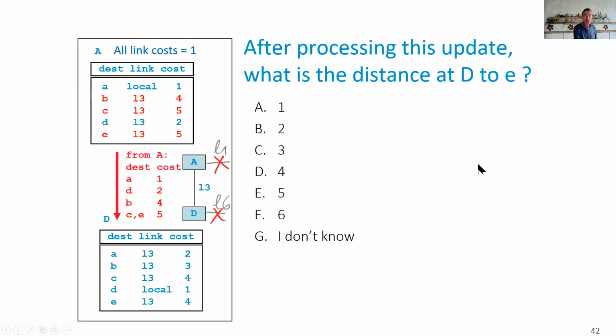So what will happen in this example? So what, for example, will be the distance at D to node E after processing the update shown in the figure?